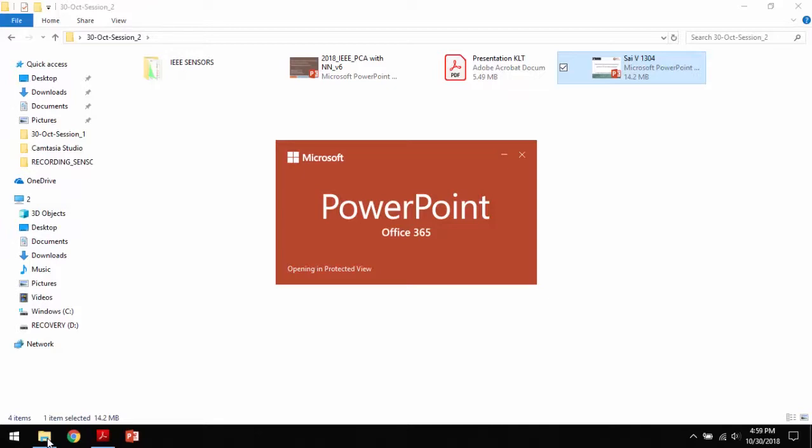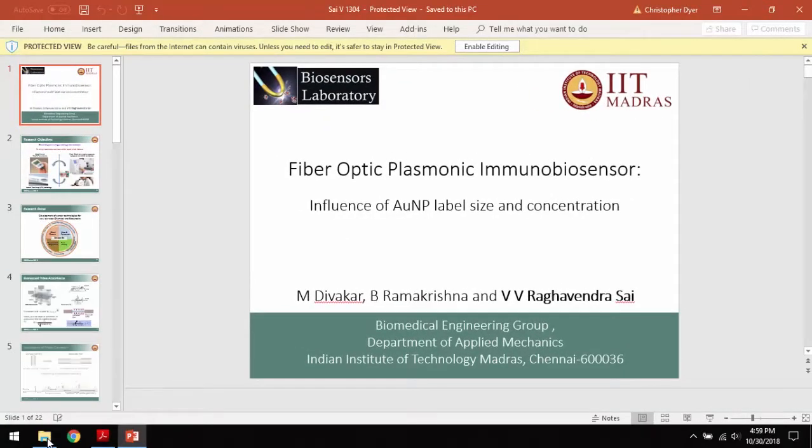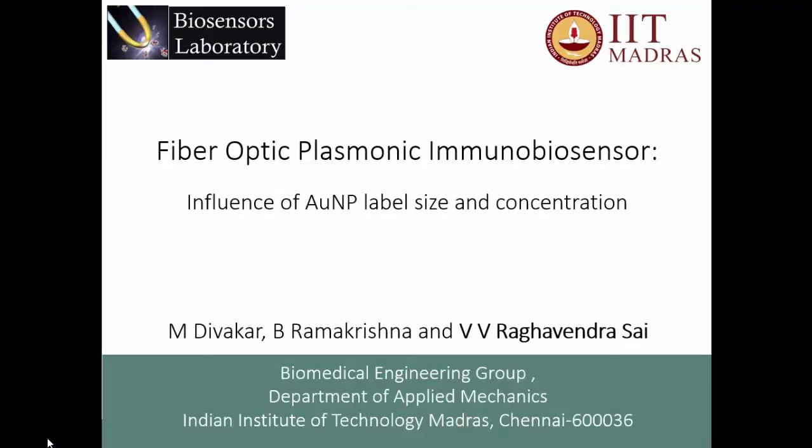So I'm Raghavendra Sai. I'm working at IIT Madras, Indian Institute of Technology Madras in southern part of India. I'm here to present work done during the last 2 years. I hope I'll be able to complete in time, so the chairman can stop me whenever. Actually, here I'm dealing with plasmonic biosensors on optical fiber platform.